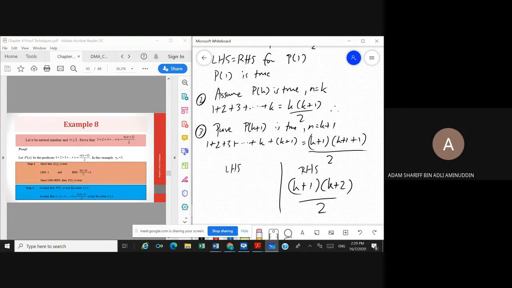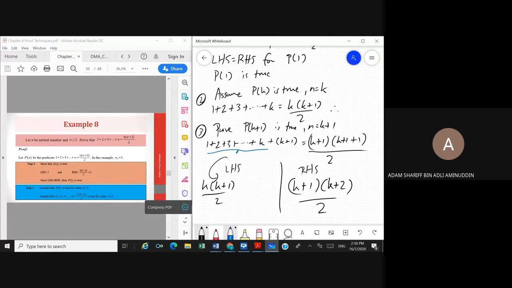Left hand side. How to prove this? Just now I said that you must use the assumption from step 2, this one. What is 1 until k? It will be k times k plus 1 over 2. I take it from step 2 here, and I end up with plus k plus 1.